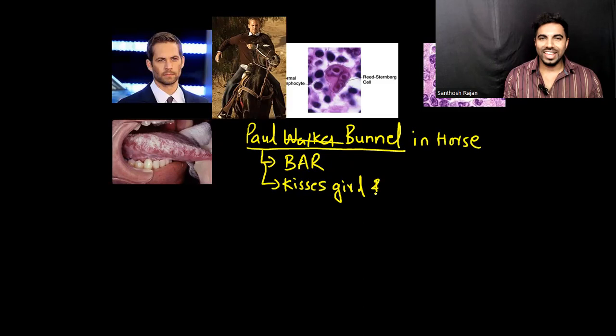This is a clue. I know you must have guessed what I'm going to talk about, but still, just remember: Paul Bunnell goes to the bar, kisses the girl, and gets the infection. And of course, he was drinking too much, and then he gets a lot of cancers. That's it. This is the clue I'm giving.